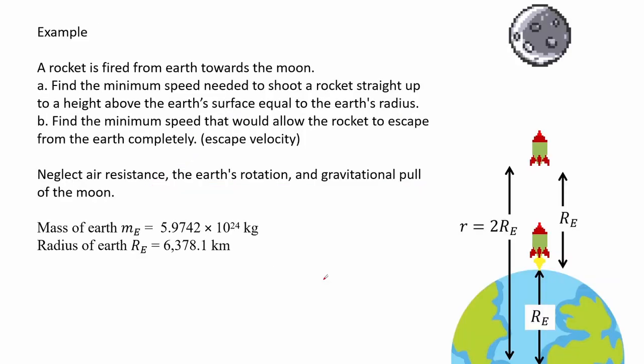Here we have an example. A rocket is fired from Earth towards the Moon. For letter A, find the minimum speed needed to shoot a rocket straight up to a height above the Earth's surface equal to the Earth's radius. For letter B, find the minimum speed that would allow the rocket to escape from the Earth completely. This is also called escape velocity. Neglect air resistance, the Earth's rotation, and gravitational pull of the Moon.